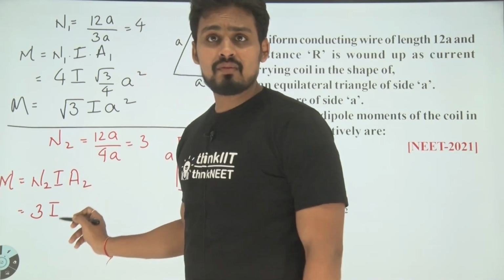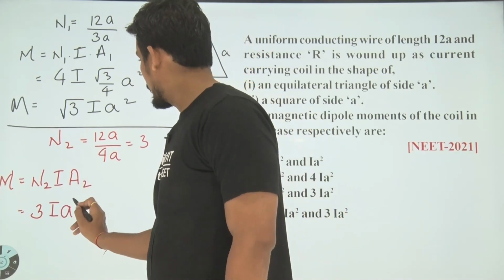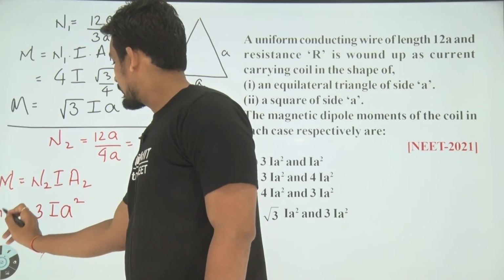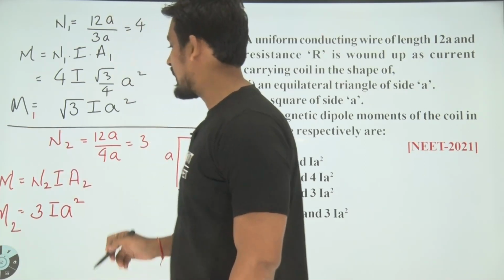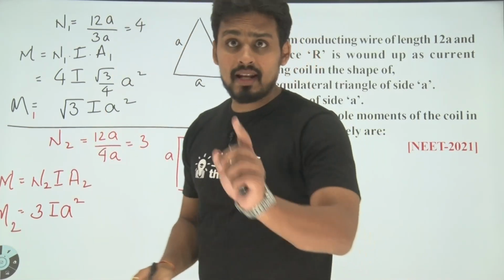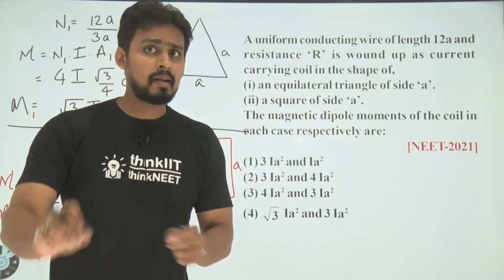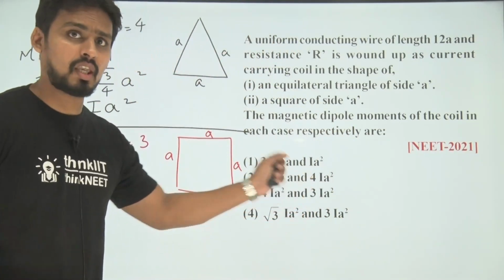It is I. What is the value of A2? It is A square. So are you able to understand how we have calculated the values? So we have root 3 I A square and 3 I A square as the final answer. Let us match these answers with the options given in the question.